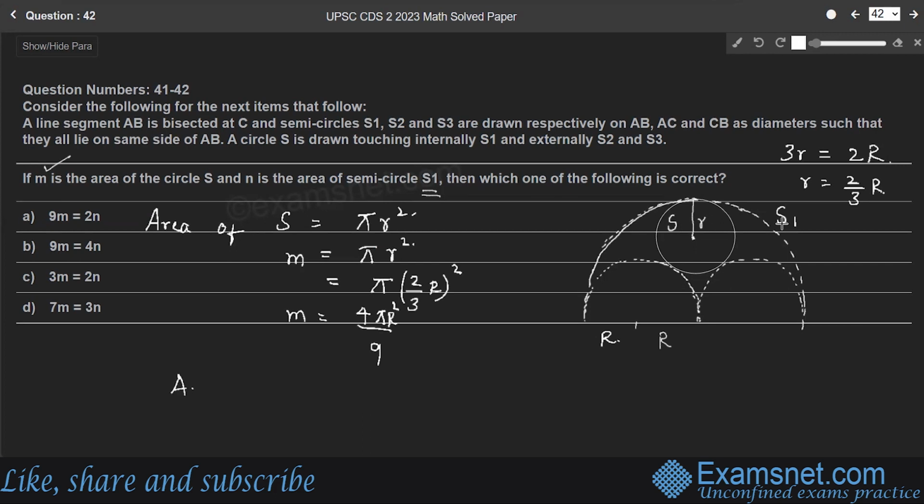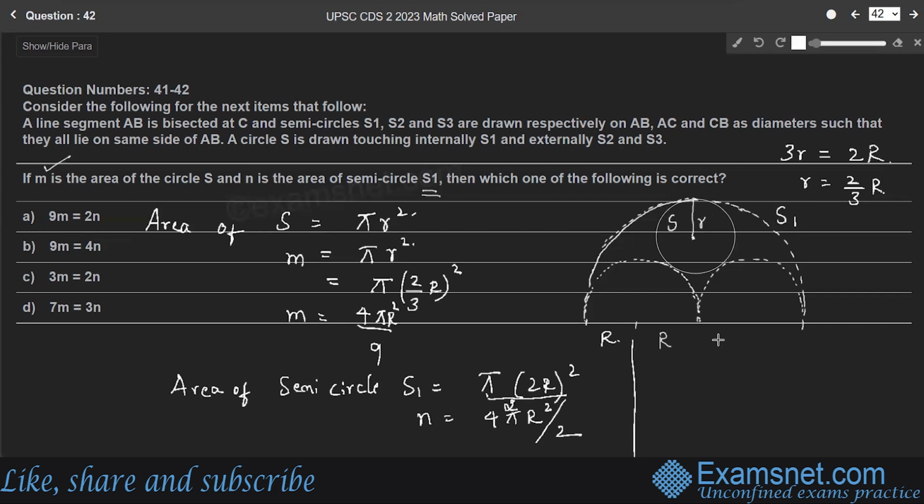Now let us consider the area of semicircle S1. According to the concept, it is pi into radius square. Since the radius of the semicircle S1 is 2 times r, it is 2r the whole square. Here N is equal to 4 pi r square. Since it is a semicircle, let us divide this by 2, and you will get the area of the semicircle.